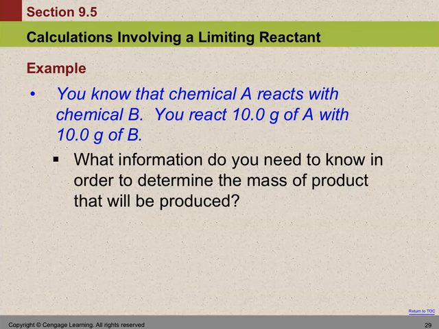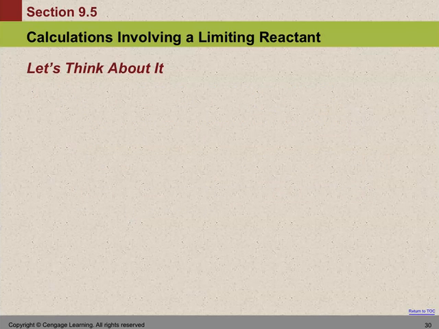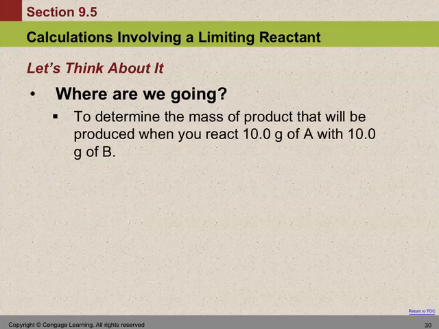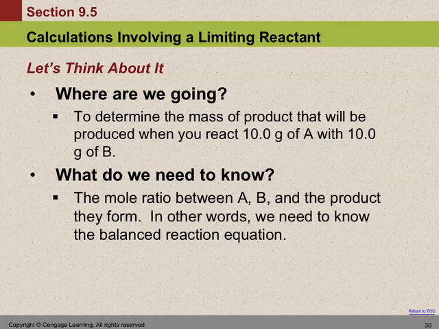So you know that a chemical A reacts with chemical B. You react 10 grams of A with 10 grams of B. What information do you need to know in order to determine the mass of product that will be produced? To determine the mass of product that will be produced when we react 10 grams of A with 10 grams of B, we need to know the mole ratio and also the product they form. In other words, we need to know the balanced chemical equation.